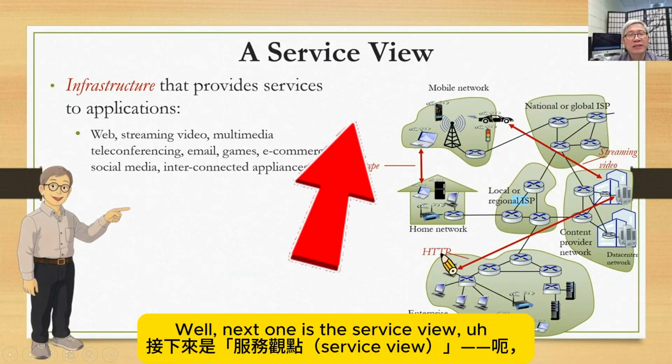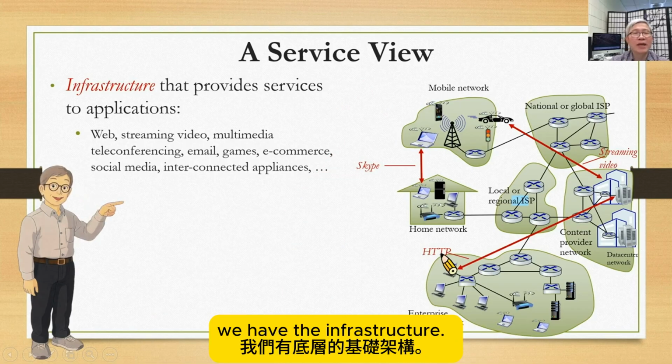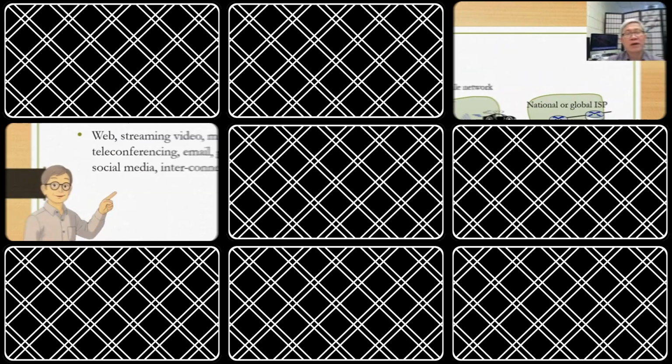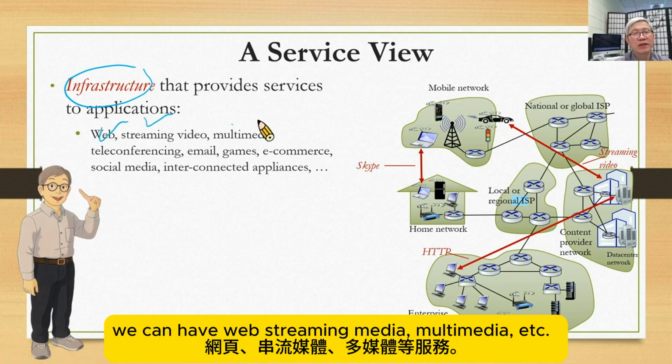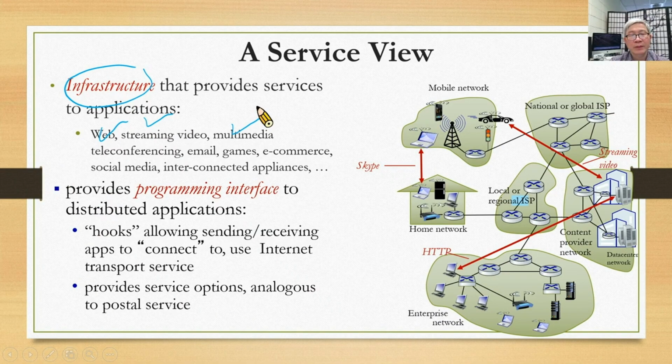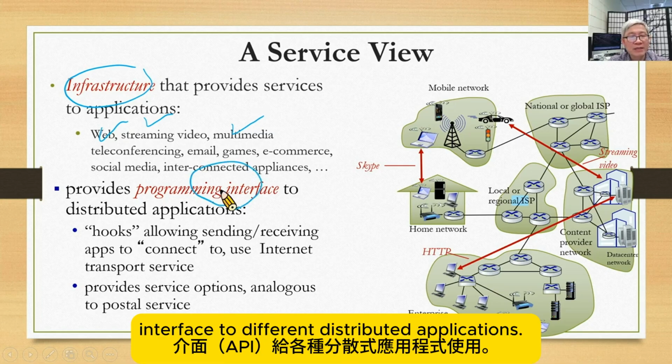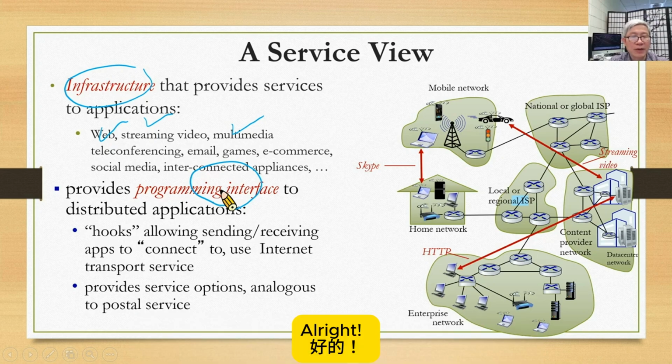Well, next one is the service view. We have the infrastructure. The infrastructure can provide services, and services for different applications. For example, we can have web, streaming video, multimedia, etc. And the service will provide a programming interface to different distributed applications. Alright.